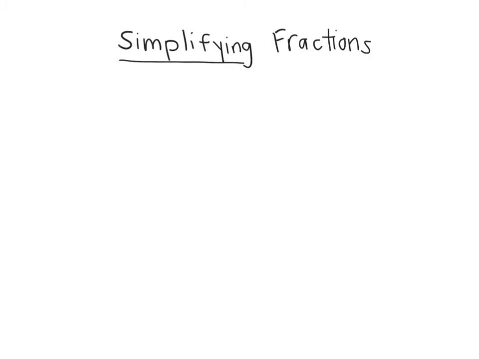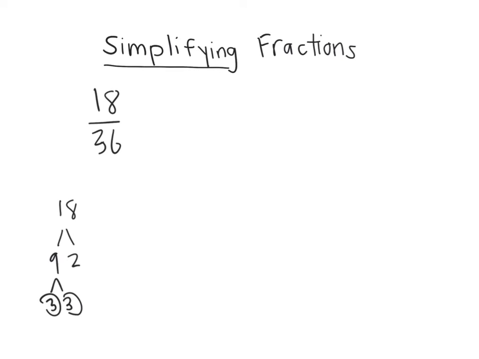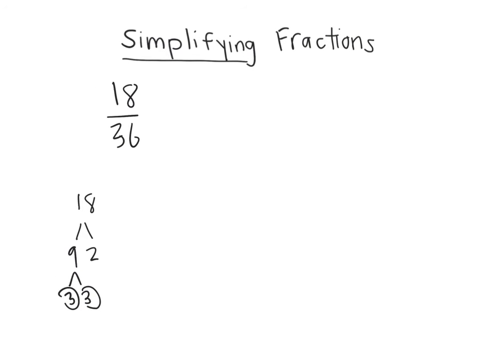All right, let's try another one. I'm going to go with 18 over 36. Again, I make my factor trees. 18 is 9 and 2, and 3 and 3. Times 3 times 2, and then 36 would be 6 and 6.